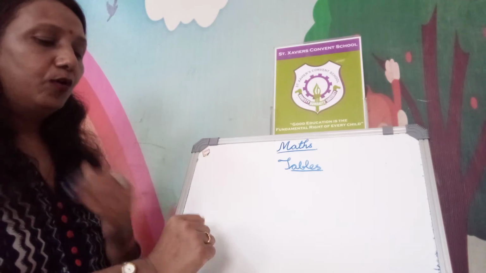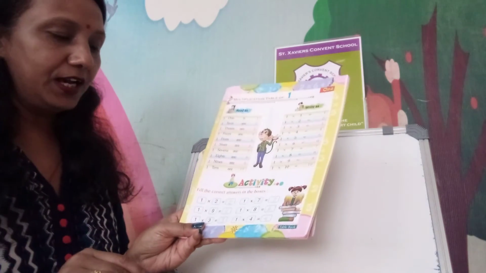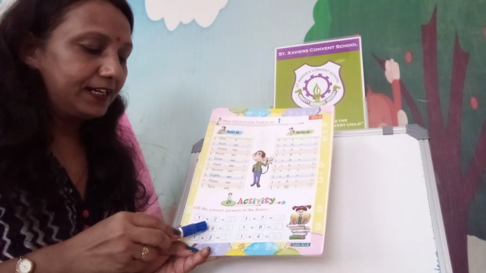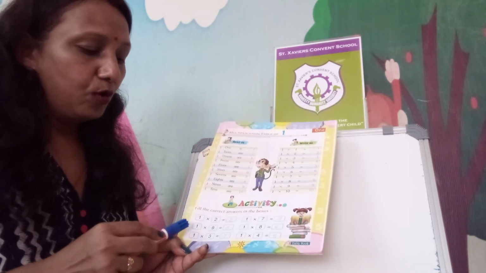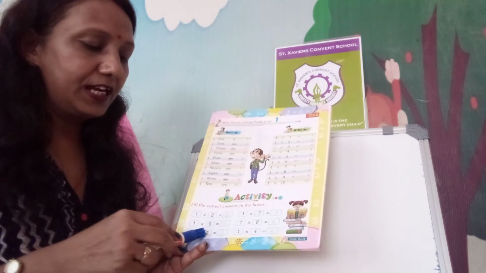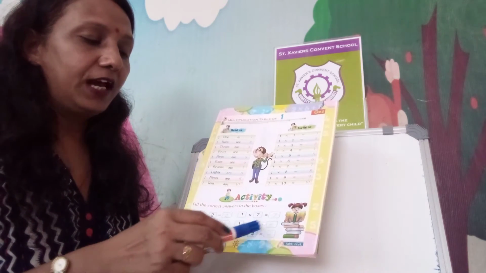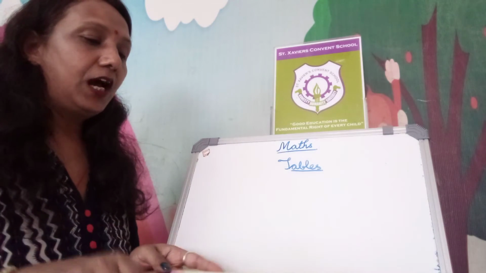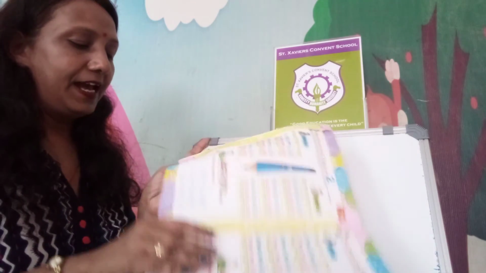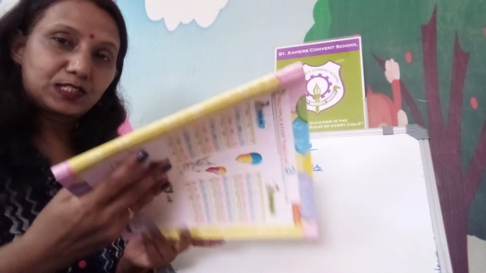Now here you can see the fill-ups of 1. Very easy: 1 2 times is 2, 1 9 times is 9, 1 3 times is 3, 1 7 times is 7, 1 8 times is 8, 1 4 times is 4. Now coming to the next page, number 6.